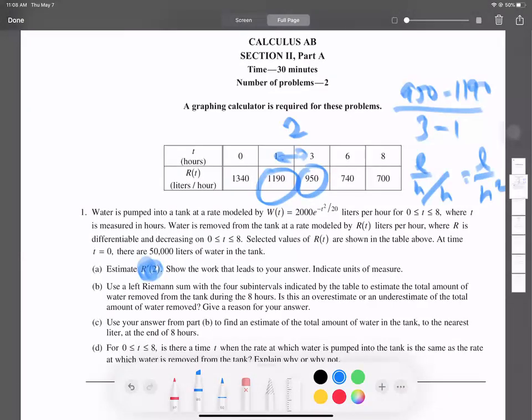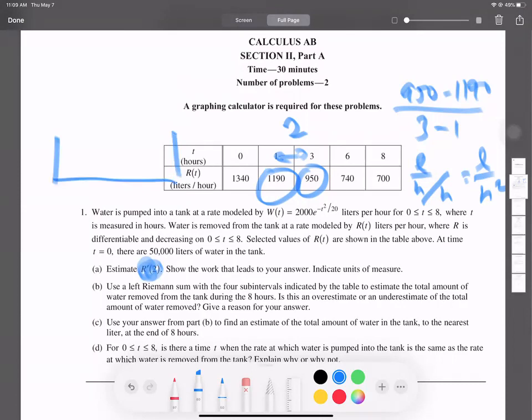Question part B: use the left Riemann sum with the 4 subintervals indicated by the table. Okay, so we're going to use a Riemann sum for the first hour. And is this an overestimation or underestimation of the total amount of water removed? So let's worry about the first part. Riemann sums, you guys remember, are just adding up rectangles.